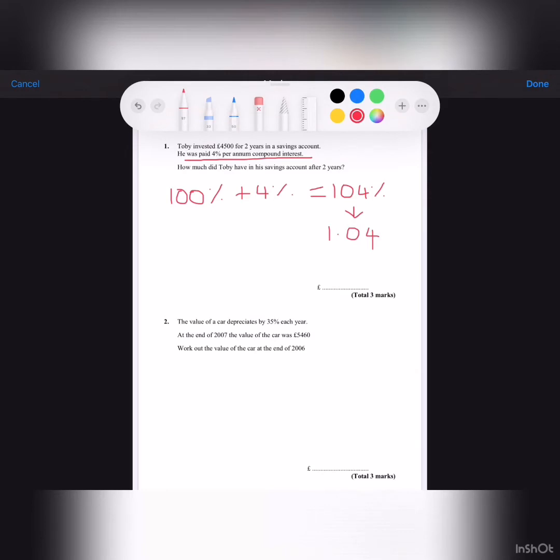Now, hopefully we know that our compound interest formula is original times multiplier to the power of number of years. That's such an important formula that you must remember and know how to use.